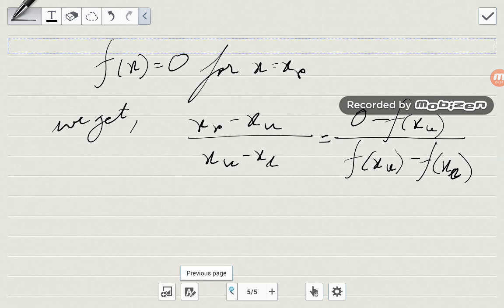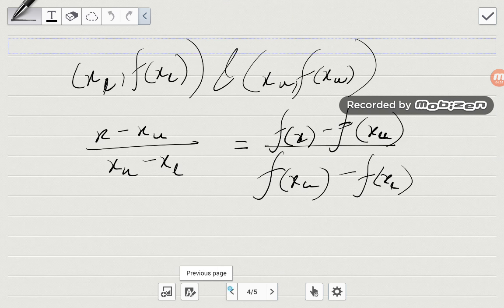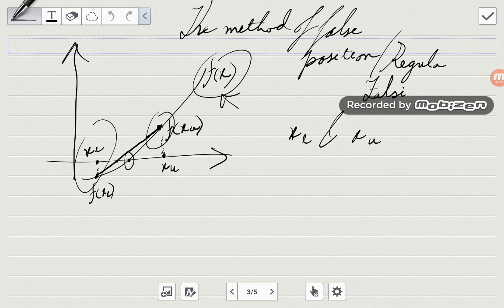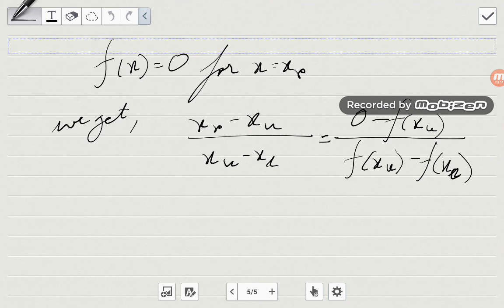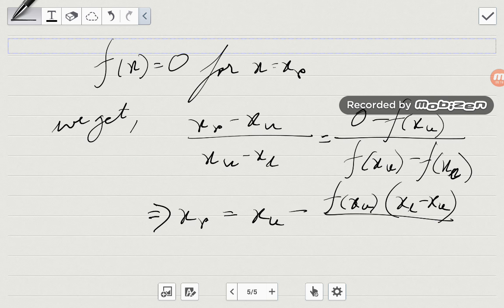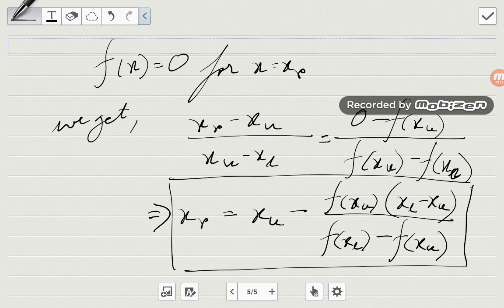Alright, so what we're actually doing is plugging this value into the equation of the straight line joining f of xu and f of xl. Now if we solve this equation, we will get xr is equal to xu minus f of xu times (xl minus xu) divided by (f of xl minus f of xu). And this is the equation that we'll need to solve our problems.